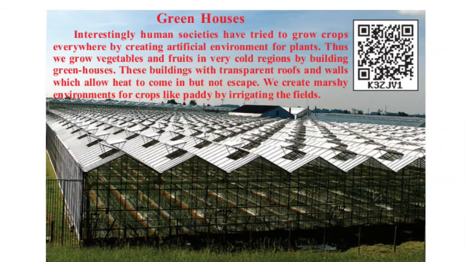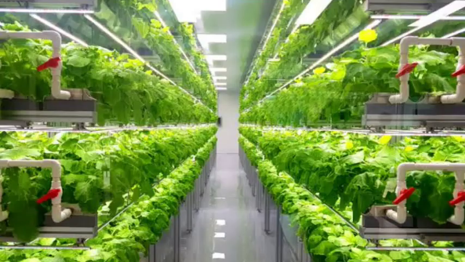Now we discuss greenhouses. Why are greenhouses constructed only in European places? Generally, European places are very cold. They try to grow crops everywhere by creating an artificial environment for plants. Why do they construct that artificial environment? Because European places are mostly cold regions, where summers are very short and winters are long.